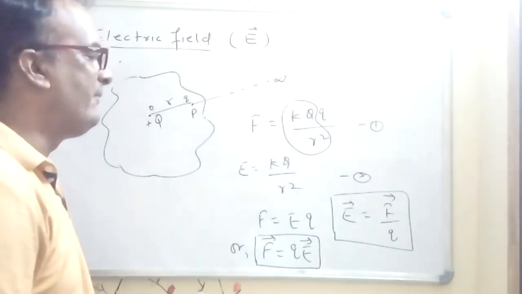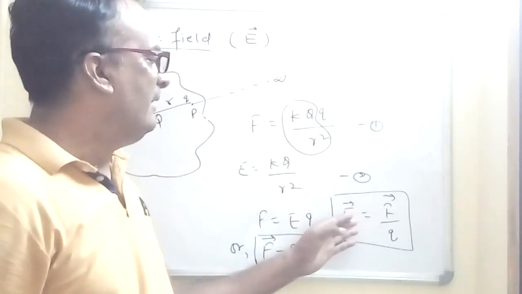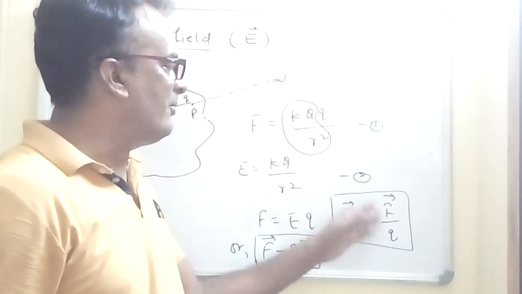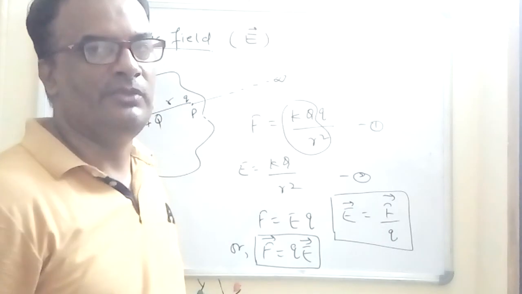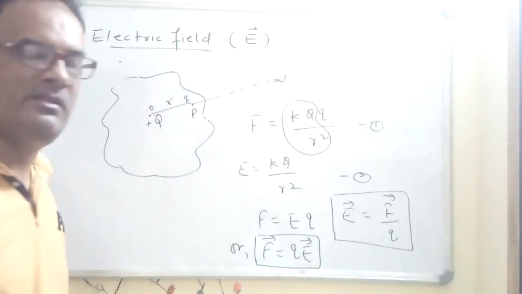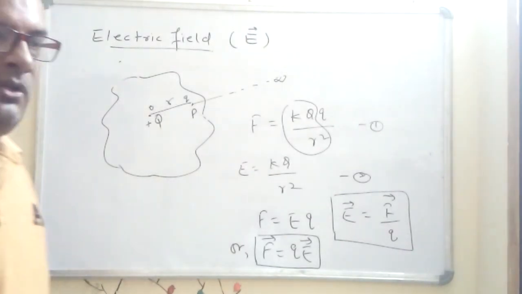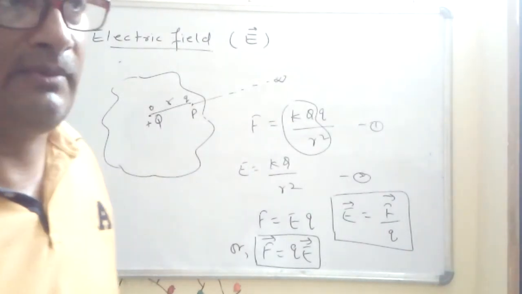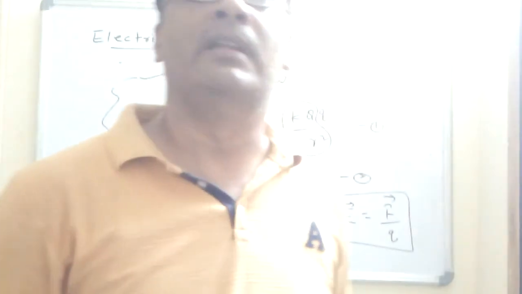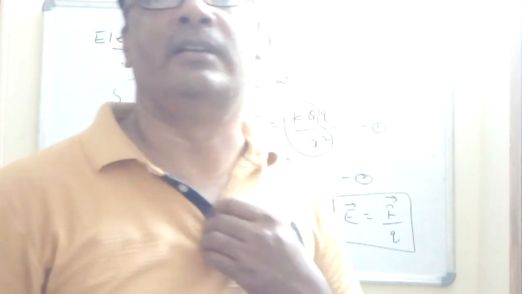It doesn't mean that the electric field is inversely proportional to q. No. The electric field is proportional to the ratio of F upon q. It's very important that you remember this. So the relation is F equals qE. Okay, thank you. In our next class, we will learn about the important physical properties of this electric field.